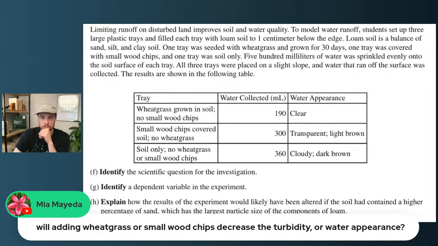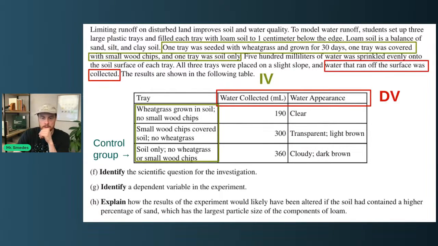Let's go through how you can pick these out. The first thing to do is to get the IV and the DV. The IV: one tray was seeded with wheatgrass and one tray was covered with small wood chips. That's what's changing because the scientists picked that. They changed it. So the independent variable is basically soil covering. It's wheatgrass or wood chips.